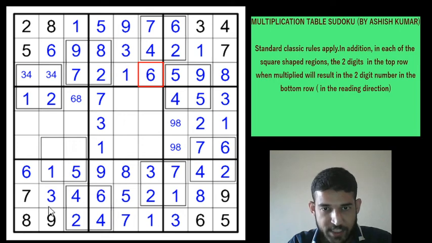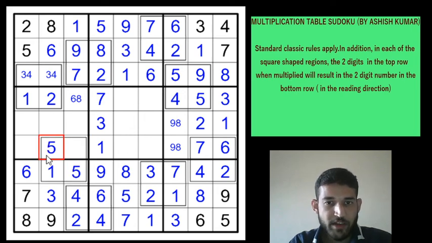Yeah, easy classic digits have been placed. And now this box will help us complete the Sudoku. You have a 15 in the bottom row. The only way that can be reached is when you multiply 3 with the 5 in top row. So this will be a 5 and this will be a 3.